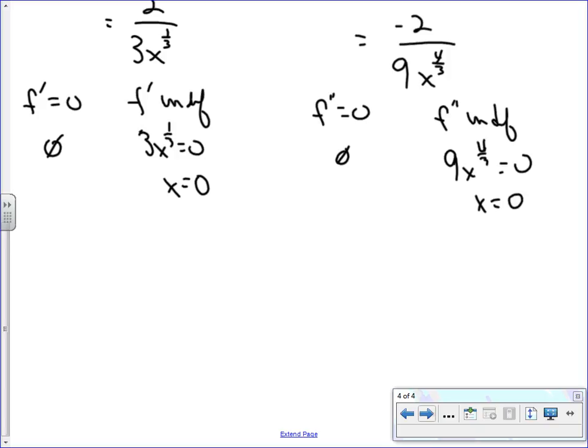Yes? Okay, so a little helpful hint. If f prime is undefined, then f double prime will be undefined at the same place. Okay? And if f is undefined, f prime and f double prime will also be undefined. It should happen every time. Okay, here we go. F prime, all real numbers. F double prime, all real numbers.